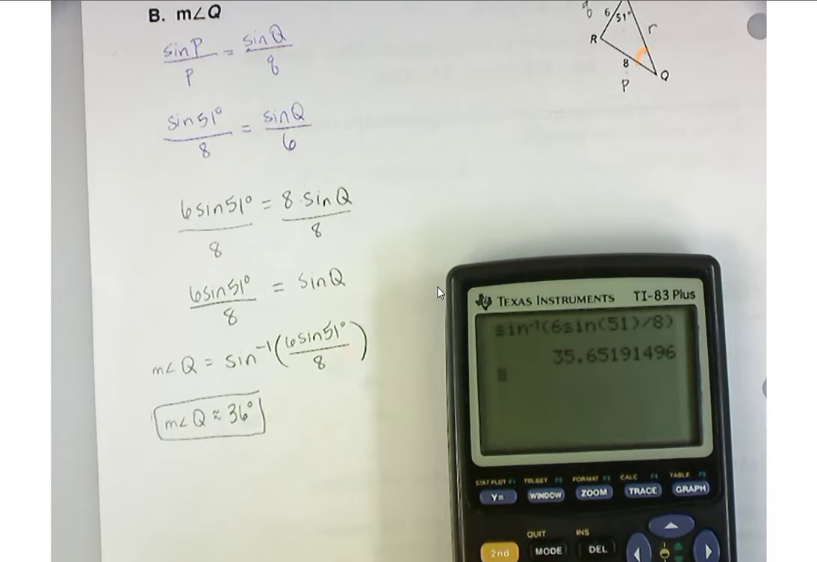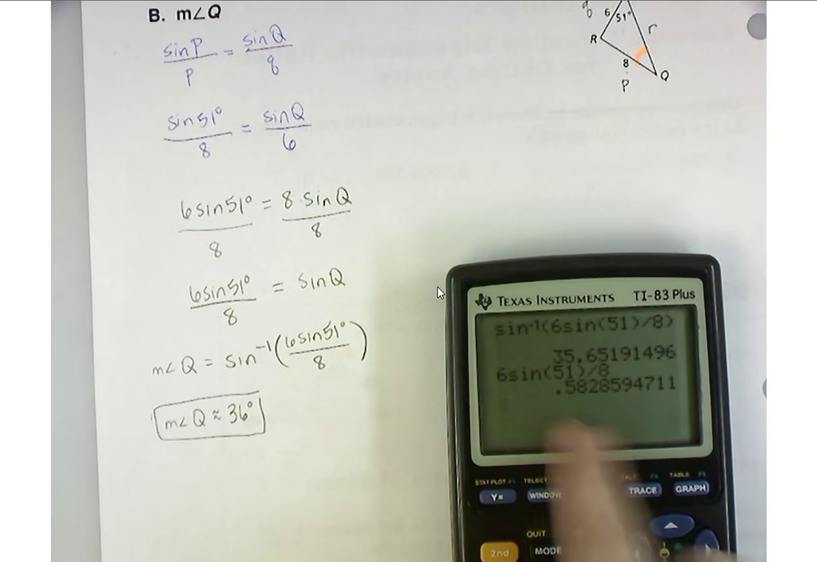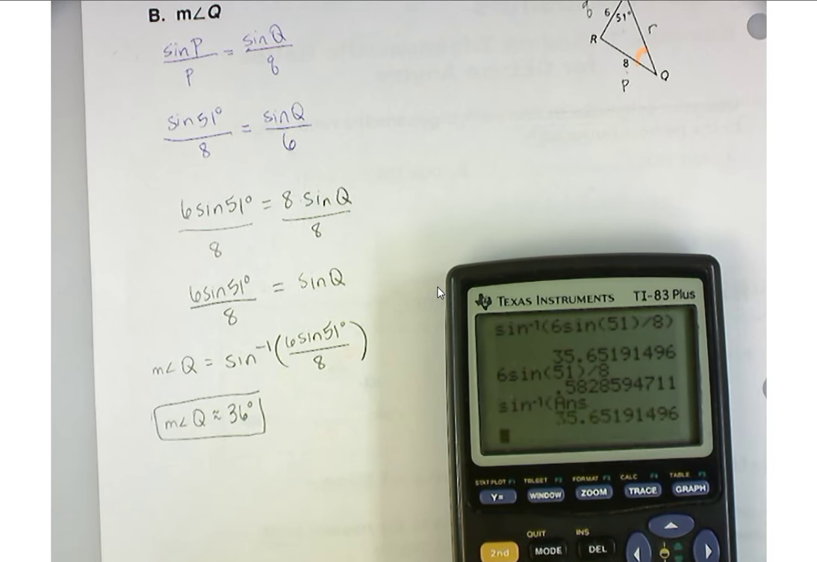Now, if you wanted to, you could do 6 times the sine of 51 degrees first, then divide that by 8. And then if you have a graphing calculator, you would do the second sine inverse and then your second answer. And you get the same thing. But you can just plug it all in at one time as well.